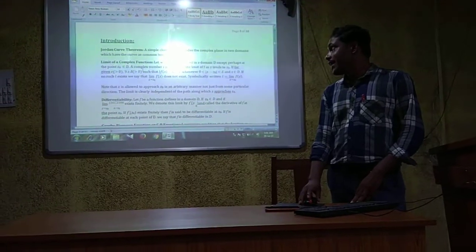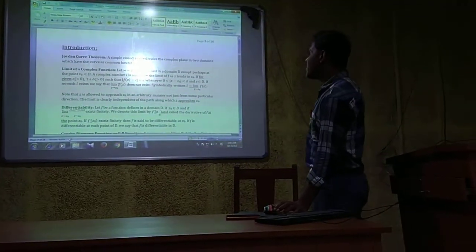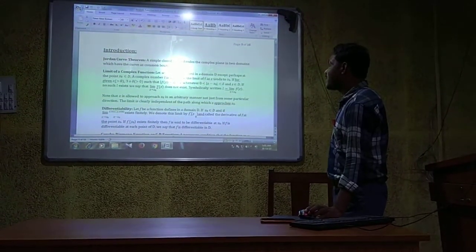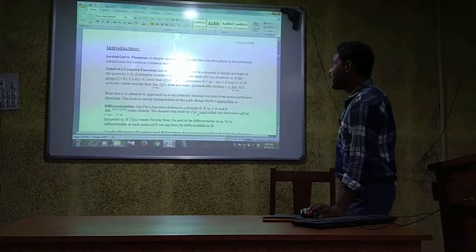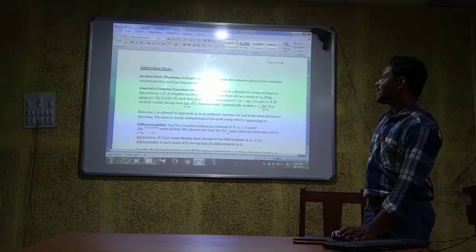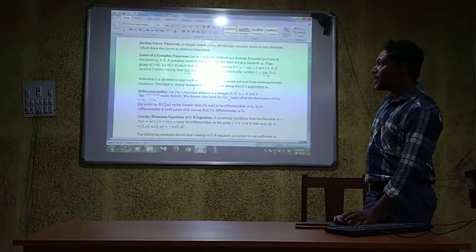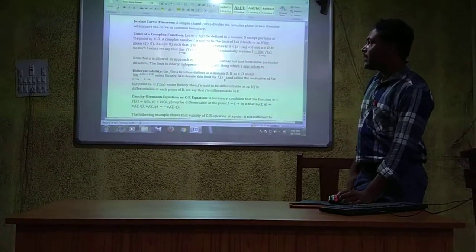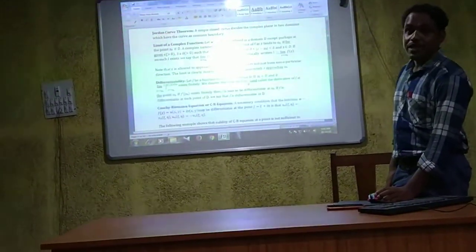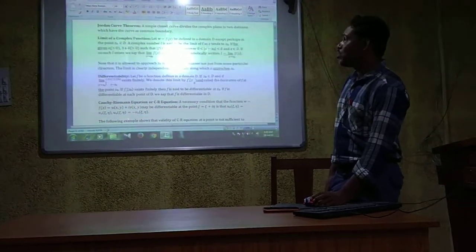Okay. Next, you know what is the limit of a complex function. Here, L is the limit of a function if mod of f(z) minus L is less than epsilon, whenever 0 is less than mod of z minus z0 which is less than delta, for all z belonging to D. If L exists finitely, then we say that the limit exists. Okay. Next, what is the differentiability of a function? Here, the limit as z tends to z0 of (f(z) minus f(z0)) by (z minus z0) exists finitely. Then we say that the function is differentiable at the point z equal to z0.